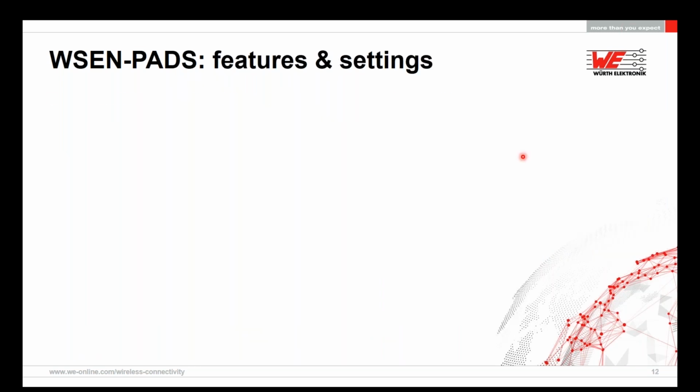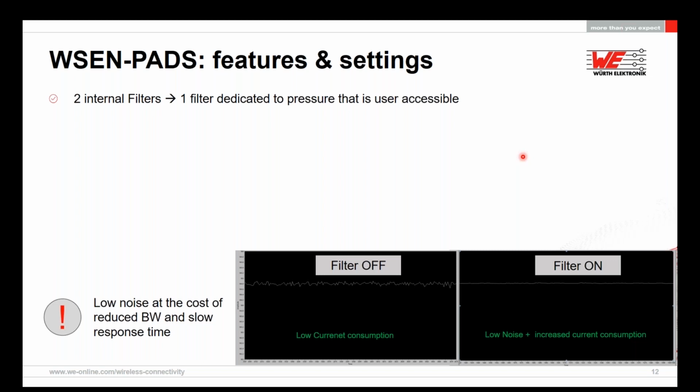Let's have a look at some of the features and settings of the sensor. There are two filters inside, of which one filter is always on, and the other filter is user dedicated. So the user can turn this filter on or off based on his application. Here you can see the comparison of the filter turning on and off, where when the filter is off, there is a considerable amount of noise, but the current consumption is much lower. On the other hand, when the filter is turned on, the noise performance is largely improved, but at a smaller increase in current consumption.